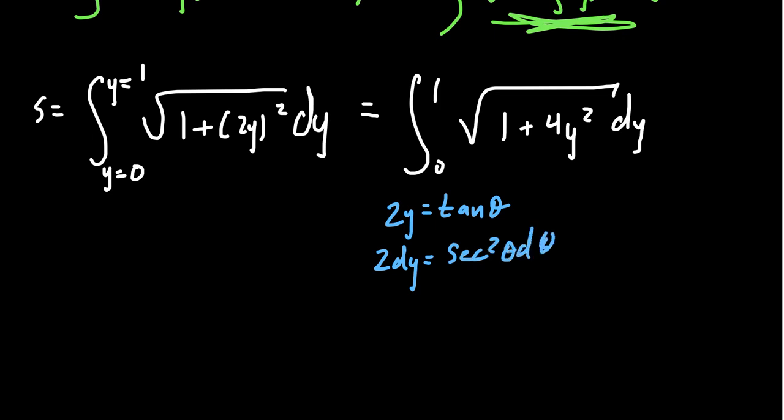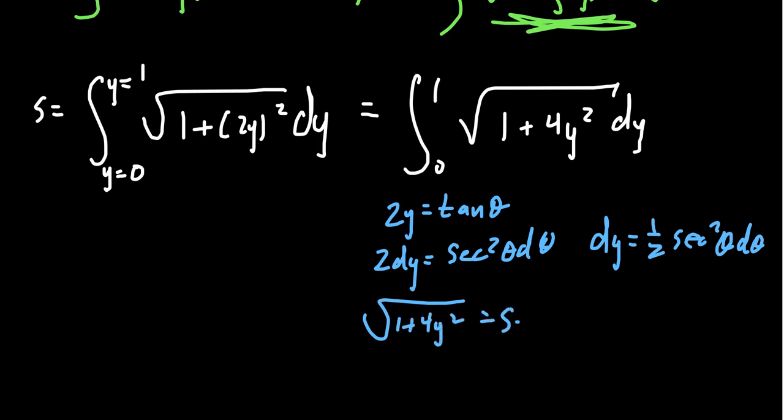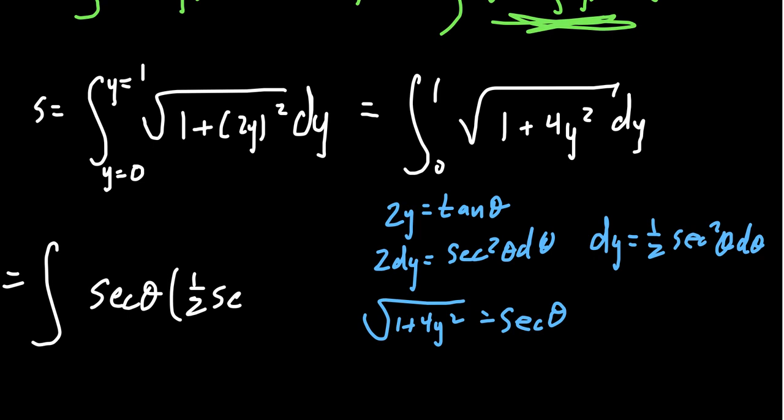So solving for dy, we get dy equals just 1/2 secant squared theta d theta. And we also know that the square root of 1 plus 4y squared is going to equal secant theta. So make those substitutions. You can draw a triangle to help you out on this last one if you want to. Using those substitutions, the square root of 1 plus 4y squared becomes secant theta. We then get, for dy, 1/2 secant squared theta d theta, like so.